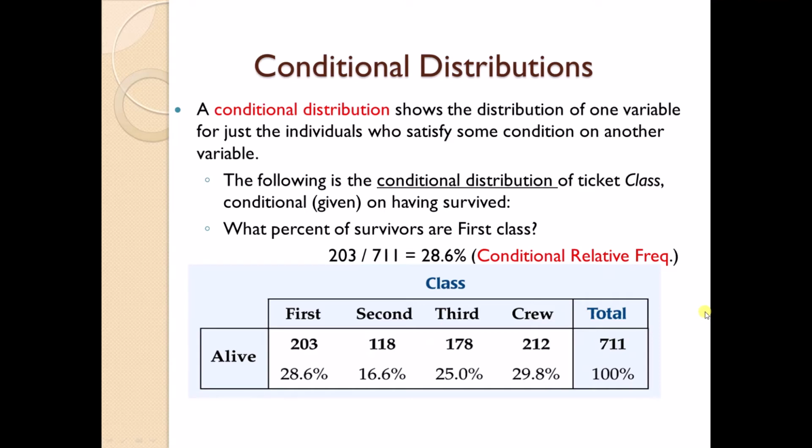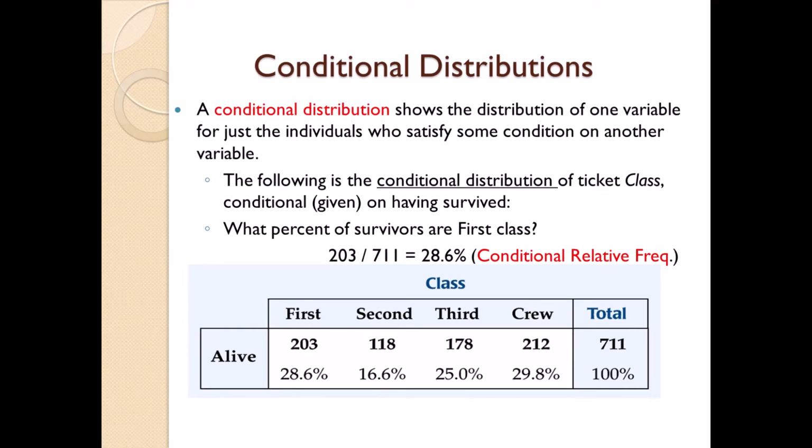There's more that we can look at, and this is going to be important. We're going to see this pretty much throughout the first semester. At least it'll show up toward the end. This is a conditional distribution section, and it shows the distribution of one variable for just the individuals who satisfy some condition on another variable.